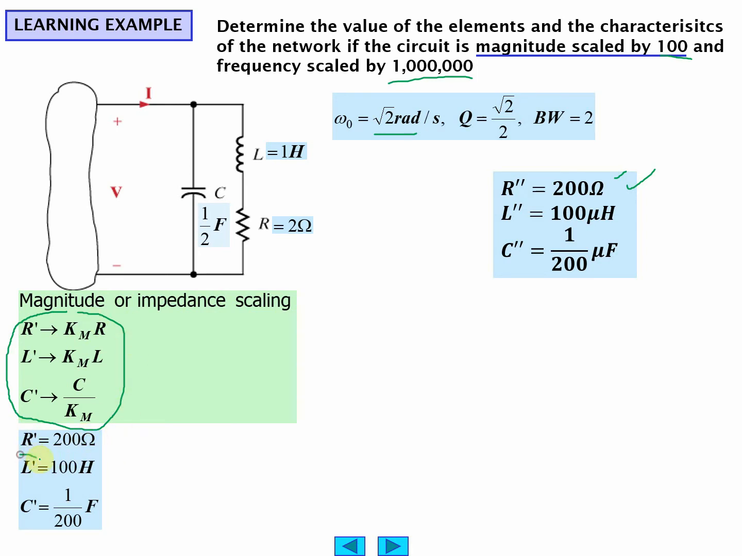So the R prime would be 100 times bigger, the L prime would be 100 times bigger, and the C prime would be 100 times smaller, according to these scaling rules, which would keep omega naught and Q and bandwidth all the same.